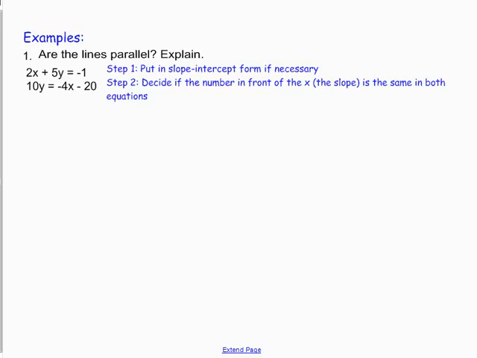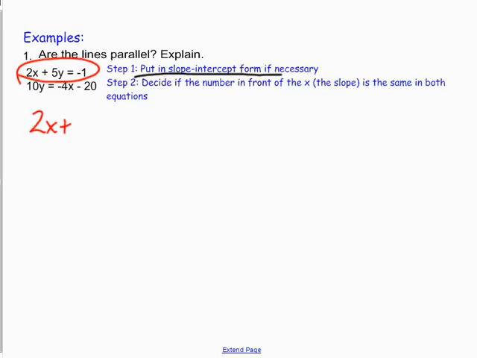So now here we are looking at this first example. Are the lines parallel? And explain. Well, the first thing we need to do always is to put it in slope-intercept form so we can figure it out. Well, I'm looking at both of these, and I noticed that the first one is not in slope-intercept form at all. Okay, so let's take that equation and convert it to slope-intercept form.